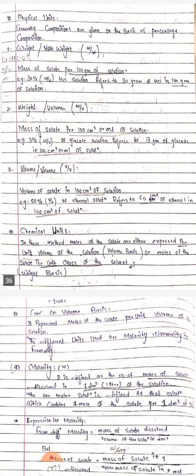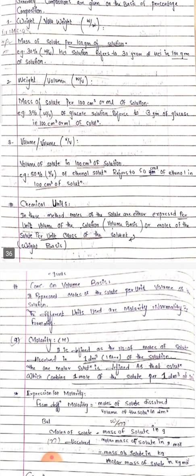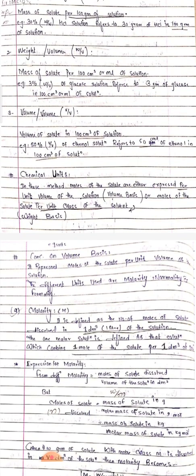Then the chemical units. In this method, moles of the solid are either expressed per unit volume of the solution or moles of the solid per unit mass of the solvent. That is a weight basis or a volume basis. Then concentration on volume basis represents the moles of the solid per unit volume of its solution. That may come for the MCQs. There are molarity, normality and formality.